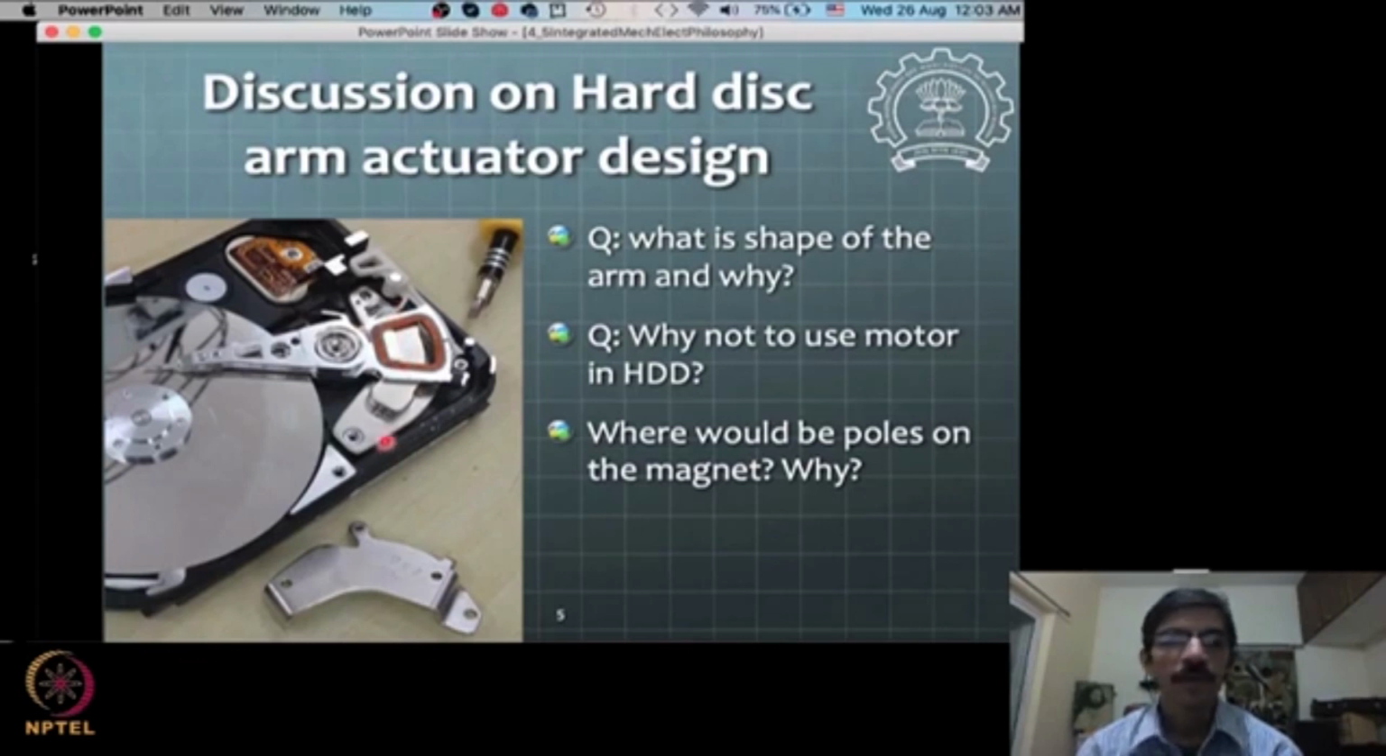Next, when we discuss this more, I may have some gadget to show you how you can see the poles of magnets. We'll try on some magnets. I don't know whether we'll have this hard disk drive magnet itself available, but if it is available, I'll show you that.